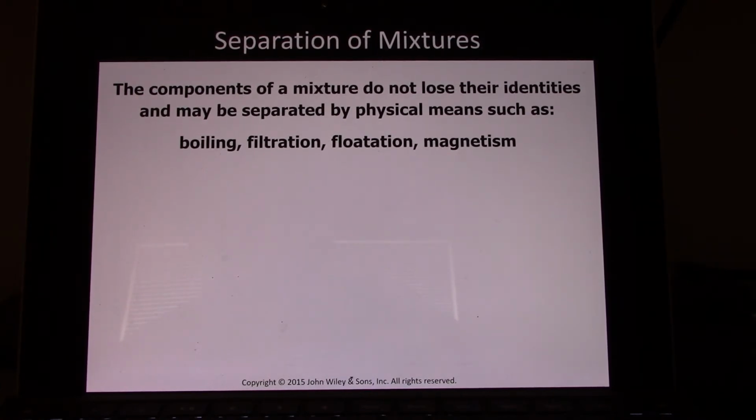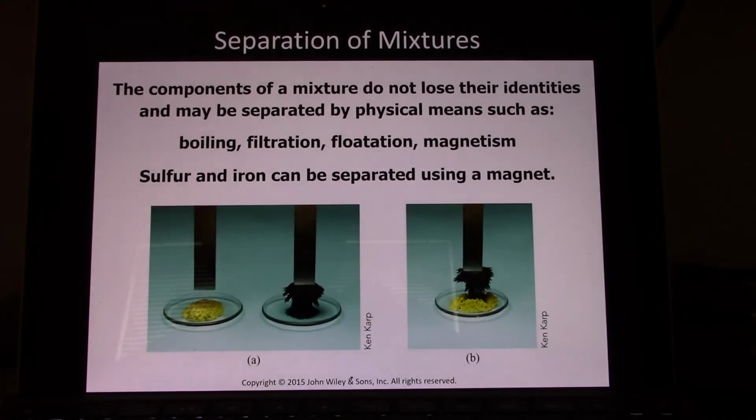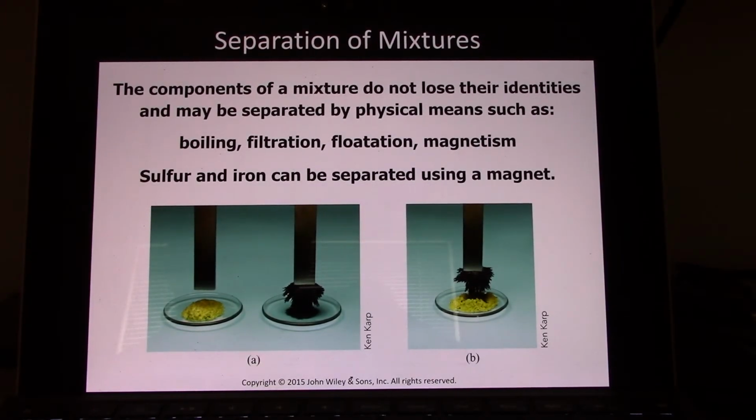The components of a mixture do not lose their identities, and they can always be separated by physical means. And so if you have a mixture, you can always separate the mixture without doing any chemistry. Like salt water, you can distill it and get the water back and have the salt back. You can filter it, you can use magnetics if you need. But if you have a mixture, it's always possible to completely separate the mixture without doing any chemistry. So here we have a mixture of sulfur and magnetic iron, and they use a magnet to separate them. All mixtures can be separated by physical means. No chemistry is necessary.